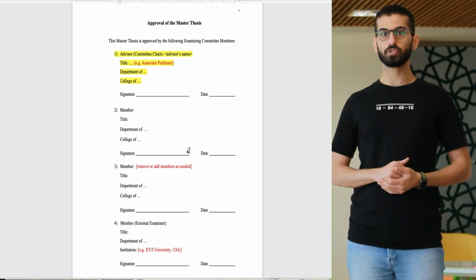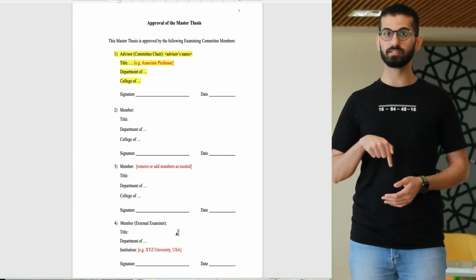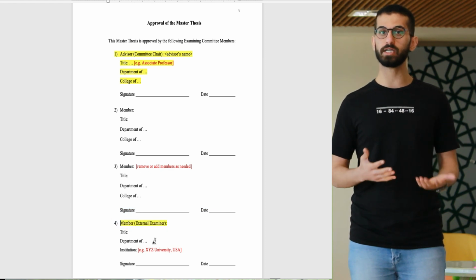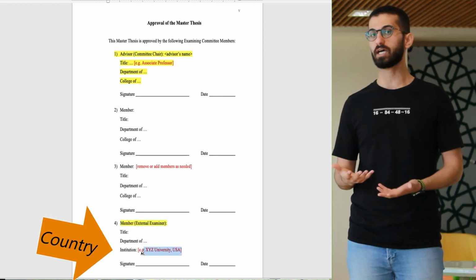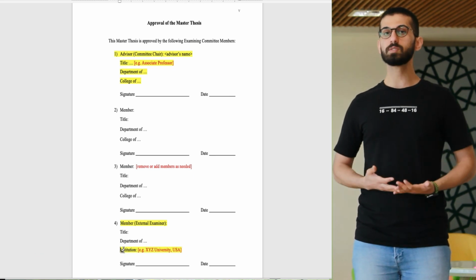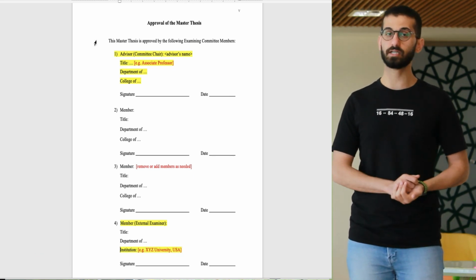For the external member, you have to keep in mind that you have to write the university name and the location of that university, even though it's from the United Arab Emirates, because this thesis or dissertation will be published online and people from all over the world will be looking at it. Some people might not know where this institute is located, so it's always better to have the location the external examiner comes from.